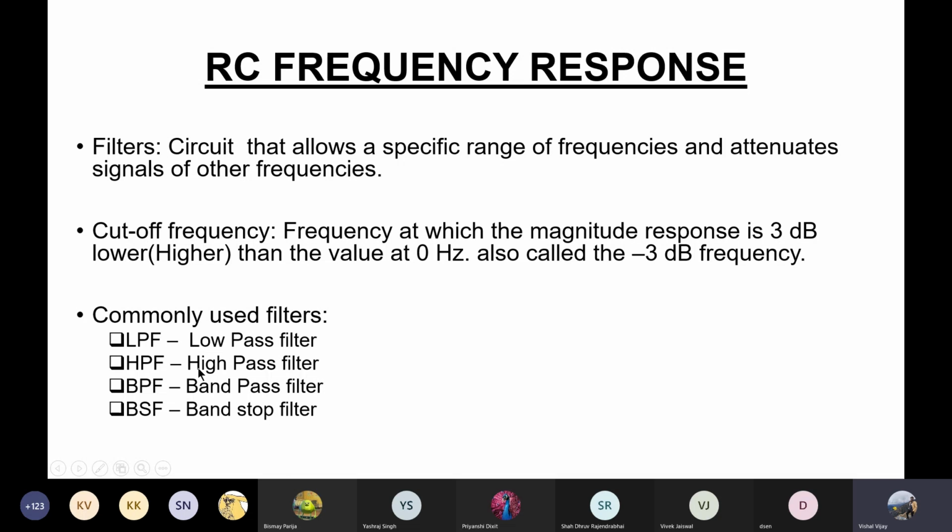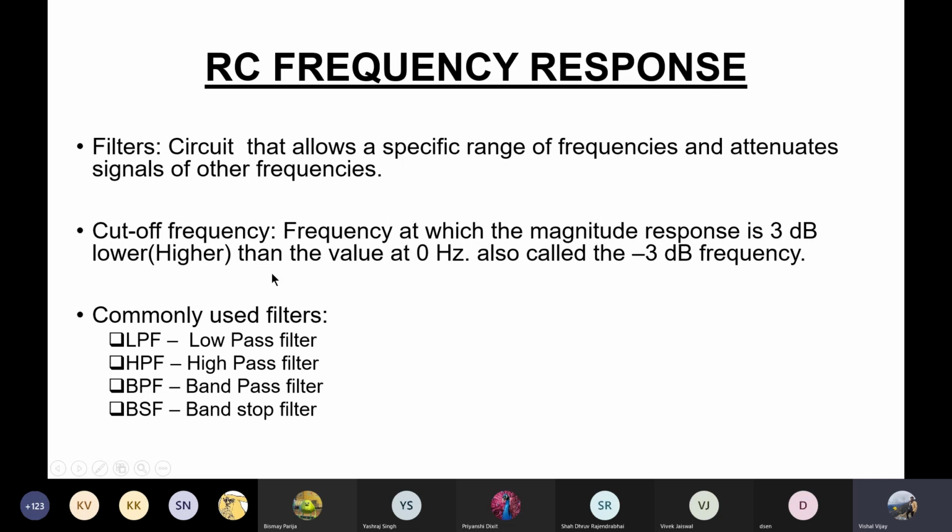So a low pass filter is something that will allow low frequencies. A high pass filter will allow high frequencies. A band pass filter will allow only a band of frequencies, and a band stop filter will only stop some band of frequencies and allow every other frequency. And there is a term called cutoff frequency that we talk about in the frequency domain, or when we talk about filters.